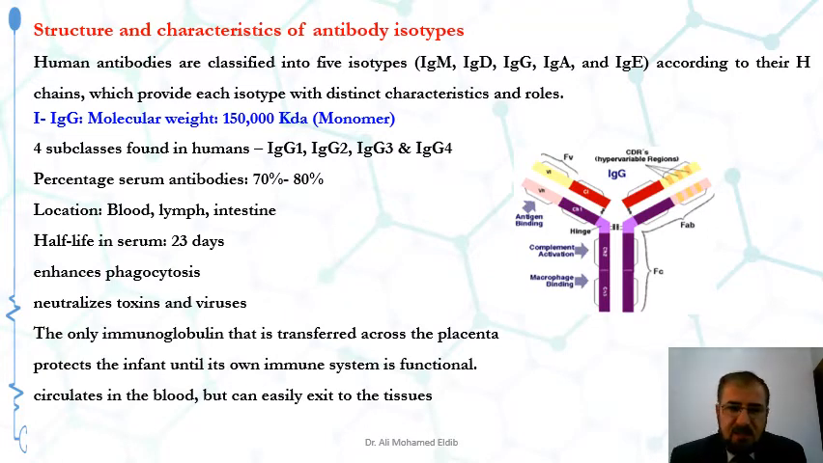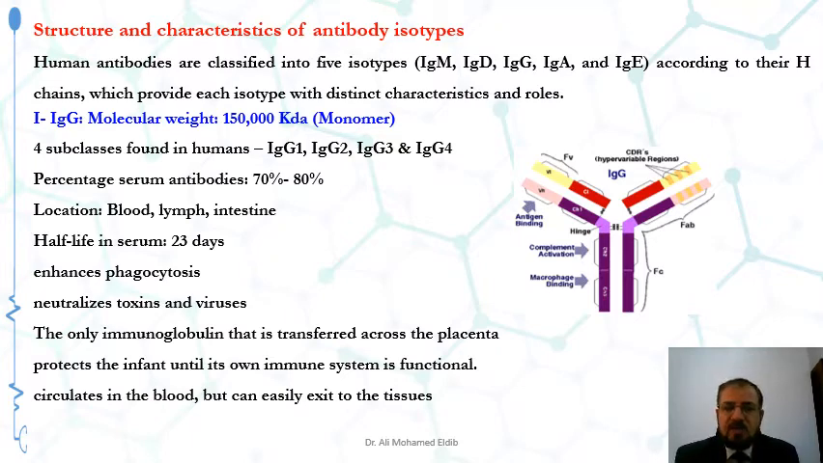The IgG has a variety of functions. It's really important. For example, it enhances phagocytosis, because the IgG antibody can do opsonization. It is a very important opsonizing agent, working as an opsonin.